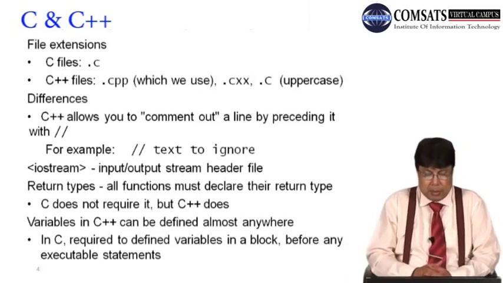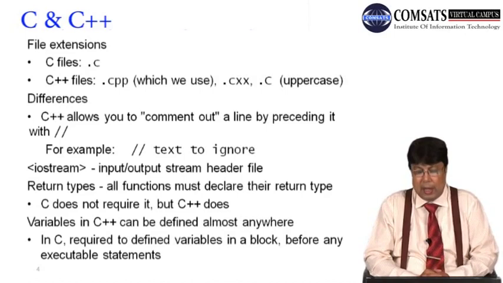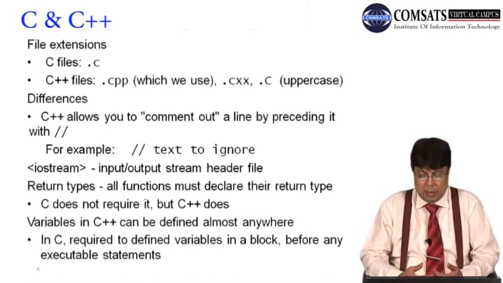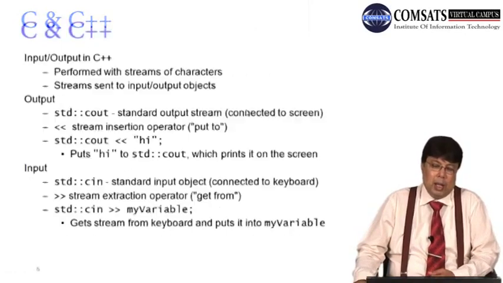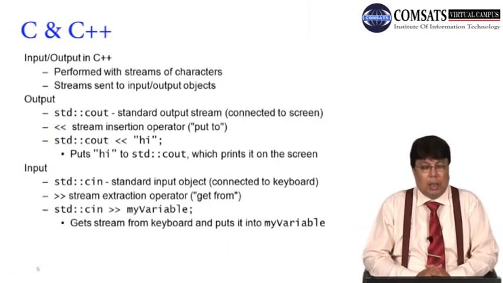Variables in C++ can be defined almost anywhere. The difference between C and C++ is that C requires you to define variables in a block, and the variable is available within the block it has been defined. But in C++ you can define the variable anywhere in the program, and you can use it after that.